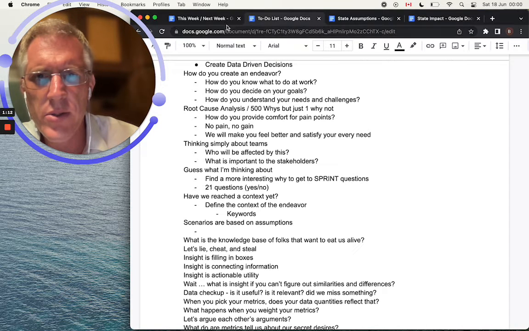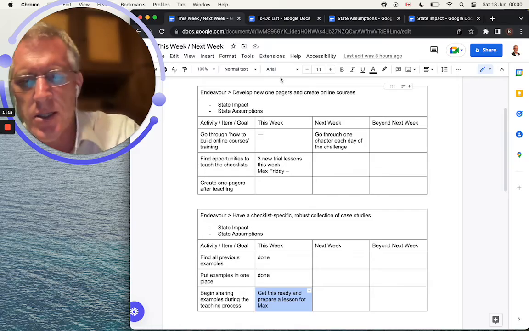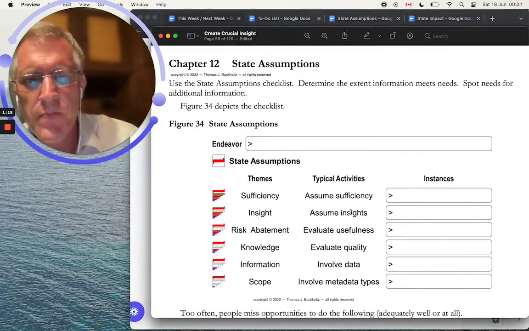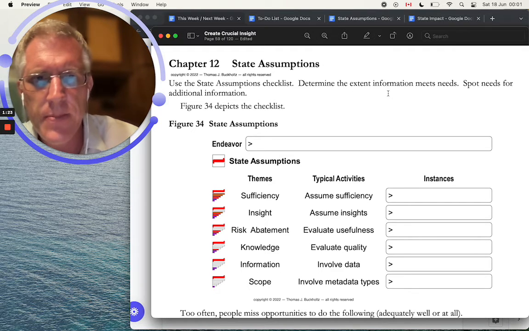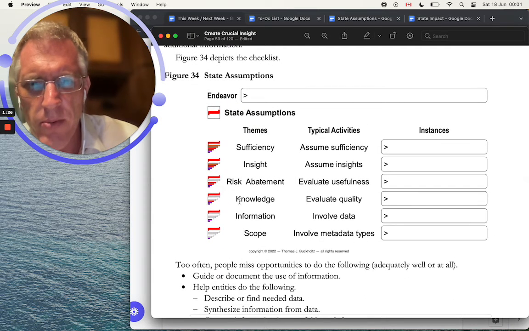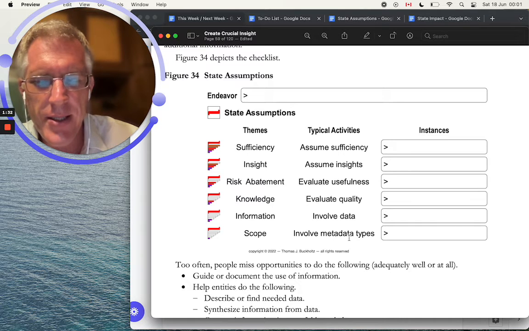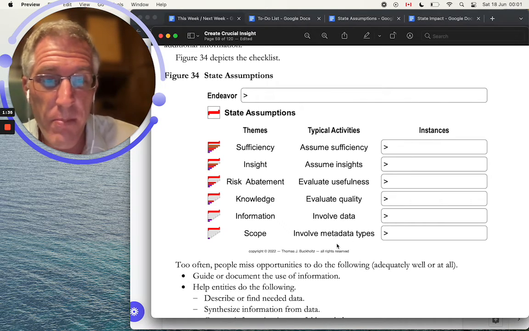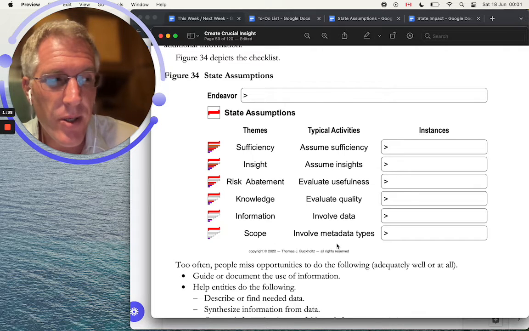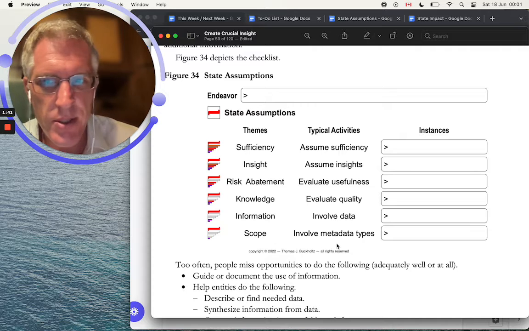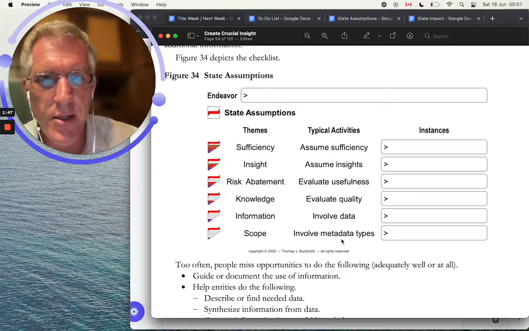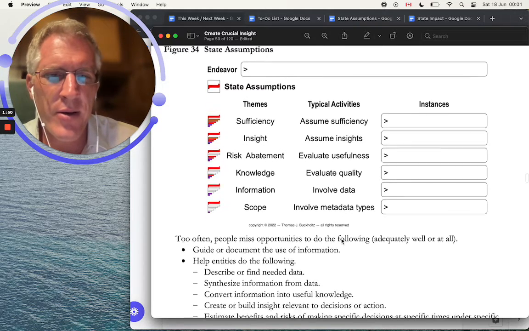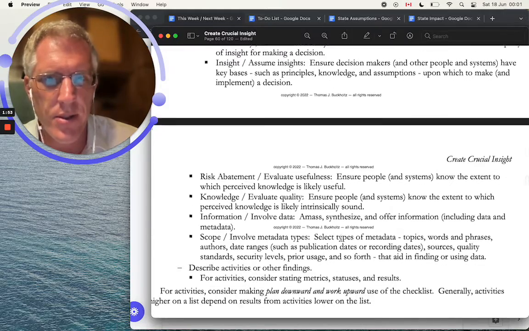So, I did introduce this checklist to Max. We talked about what it means to determine the extent information meets needs. And then I showed him how to use this checklist. You start with scope involving metadata types. And the crazy thing was that Max actually knew what the word metadata was. It's the first person that I've ever met that knew the word metadata. He's like, yeah, it's just like the words that you're using in your search query. And I was like, okay, fantastic.